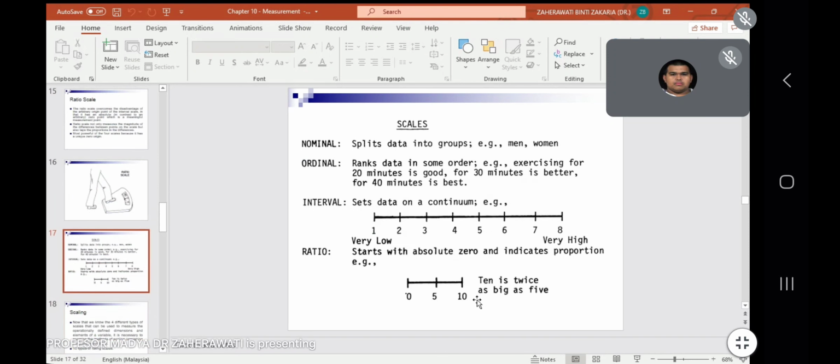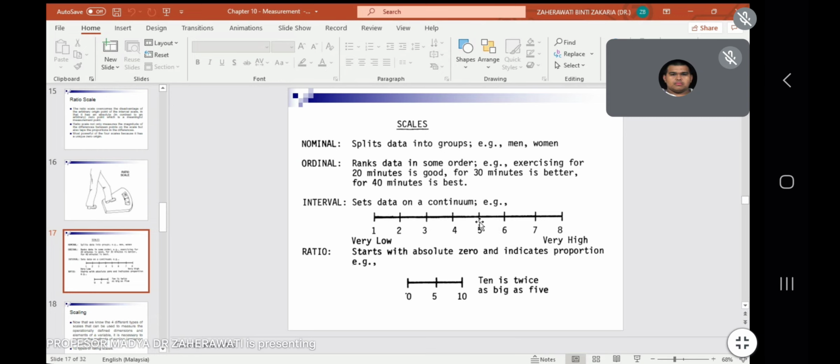Very low to very high. Let's say 1 to 5. One represents totally dissatisfied. Value two, dissatisfied. Number three, neutral or normal. Number four, satisfied. Number five, totally satisfied.